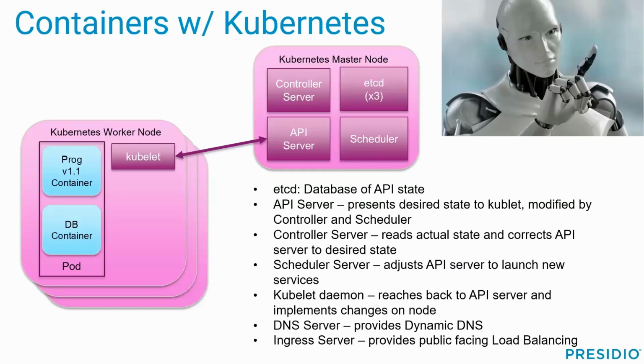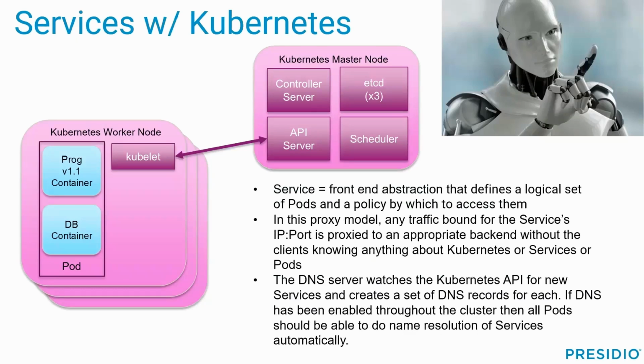Some of the other things that it'll do is the service discovery piece of it. It'll go ahead and do the dynamic DNS entry. So let's say we scheduled 3 versions of our program to run. We could put a front end service on there, and that would round robin them by using an ingress server. So it can do all of those things in the Kubernetes master node.